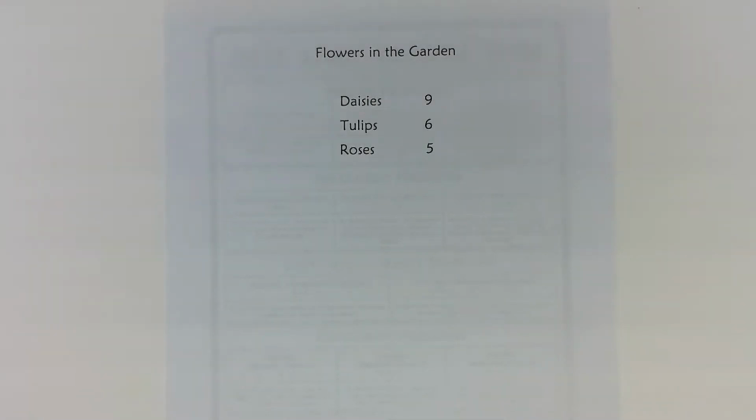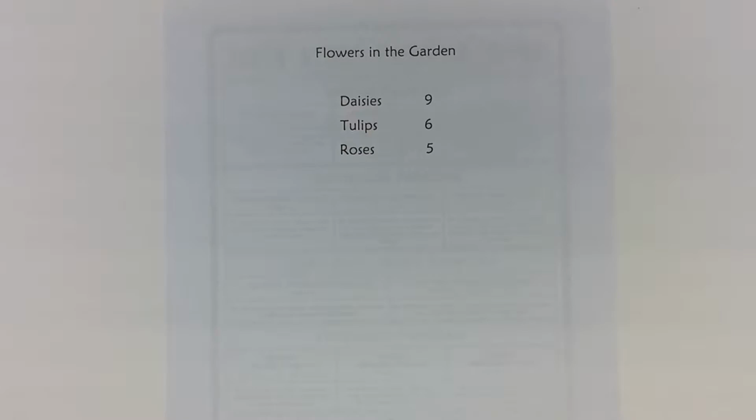So this might be just a very simple chart that they might be given, and then there might be a question saying how many flowers are in the garden, how many more daisies than tulips are in the garden, how many tulips and roses are in the garden. But we're not just giving them data or information within sentences, so we want to vary how they're given that data.